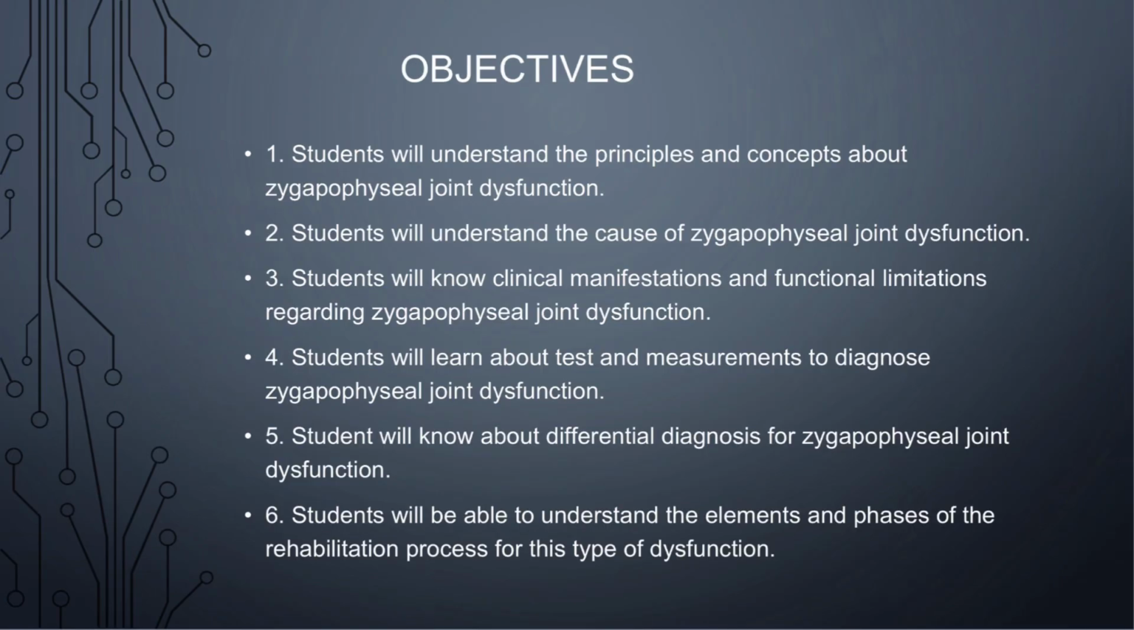Some objectives: students will understand the principles and concepts about zygapophyseal joint dysfunction. We will understand the cause of this dysfunction. We will discuss some clinical manifestations and functional limitations. We'll learn about tests and measurements to diagnose the dysfunction. Students will know about the differential diagnosis, and you will understand the elements and phases of the rehabilitation process.